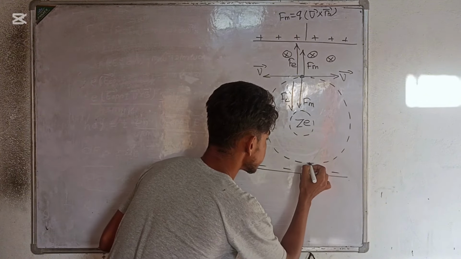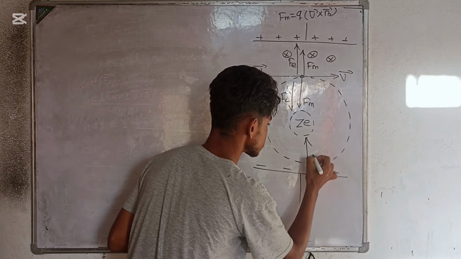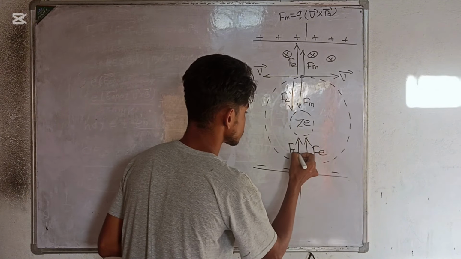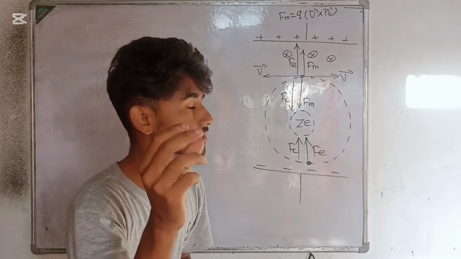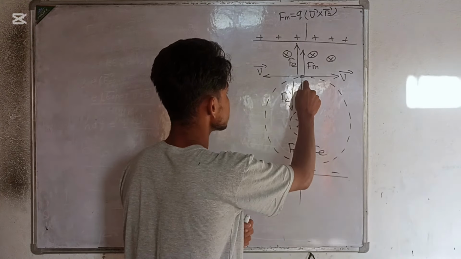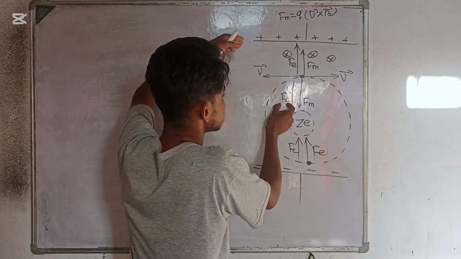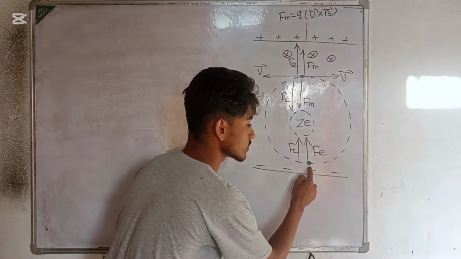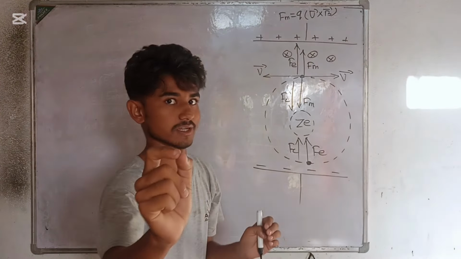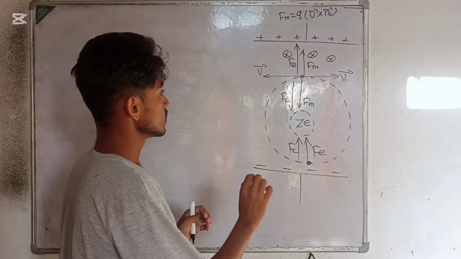And for any instant, if the probability of finding the electron is here, the electric force is in this direction, and the centripetal force always acts towards the nucleus. So you can see from here that if the electron is here, the external electric force is opposing this centripetal force, right? And if the electron is here, the external electric field is supporting the centripetal force, right? I think this is clear to you.